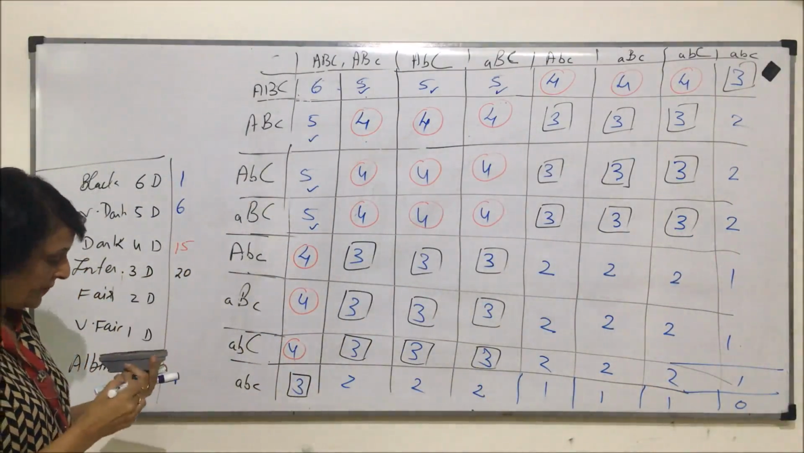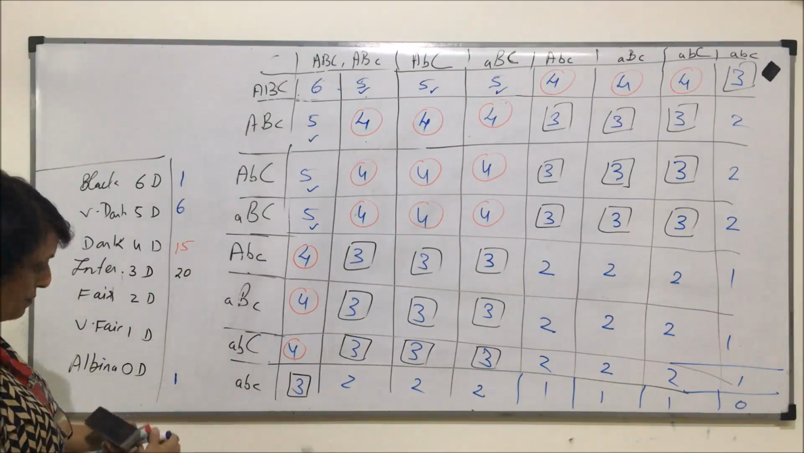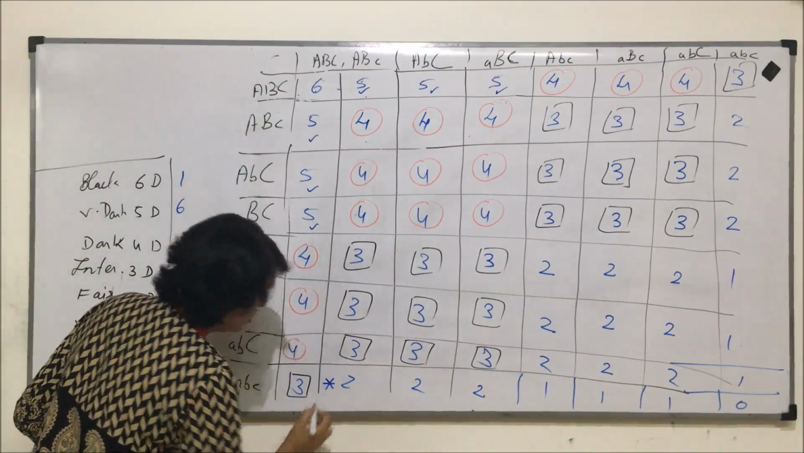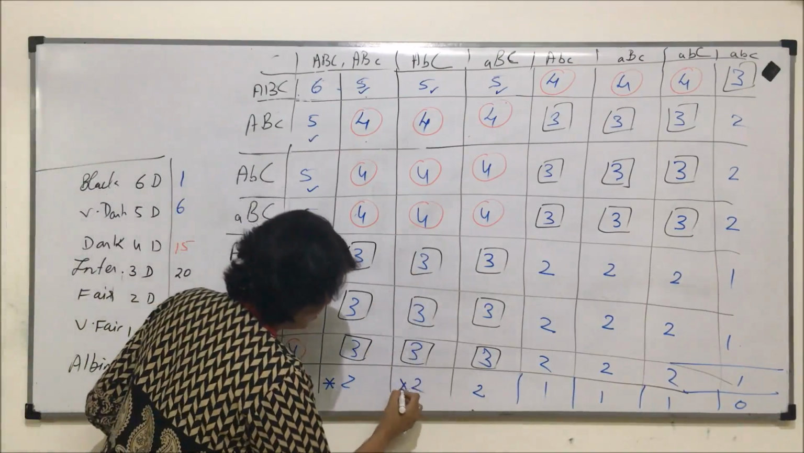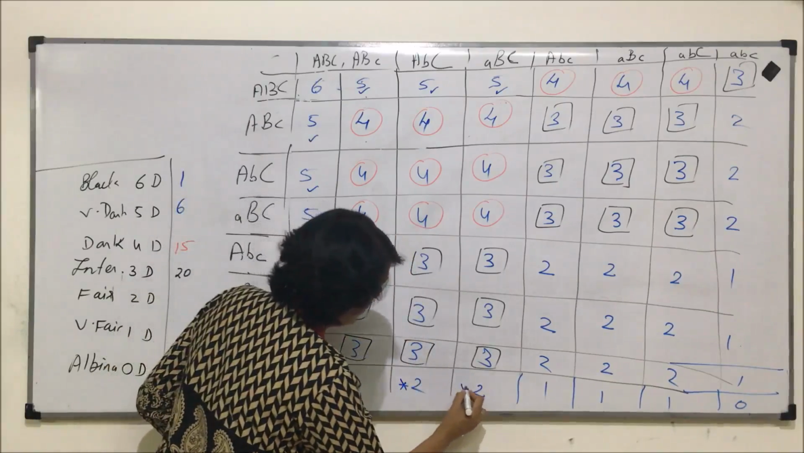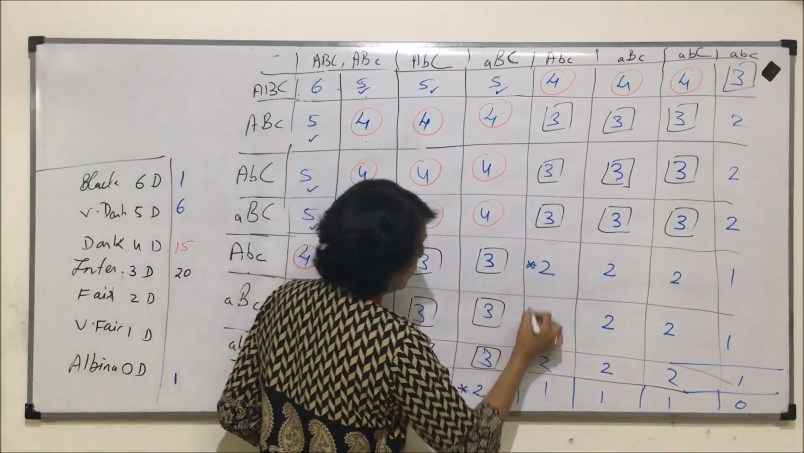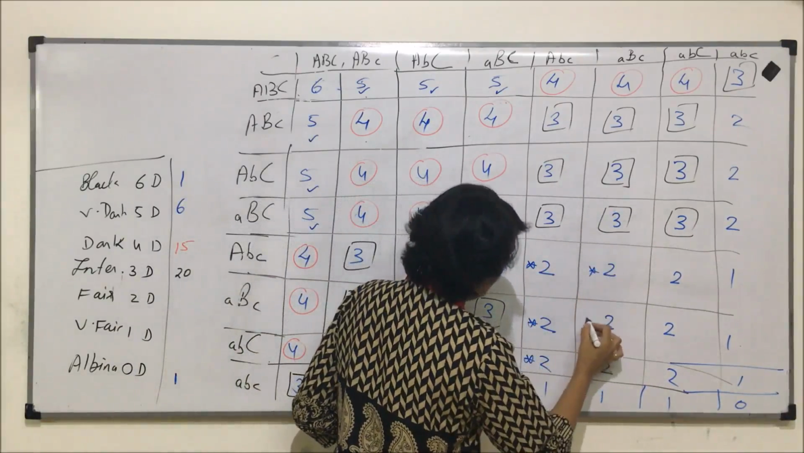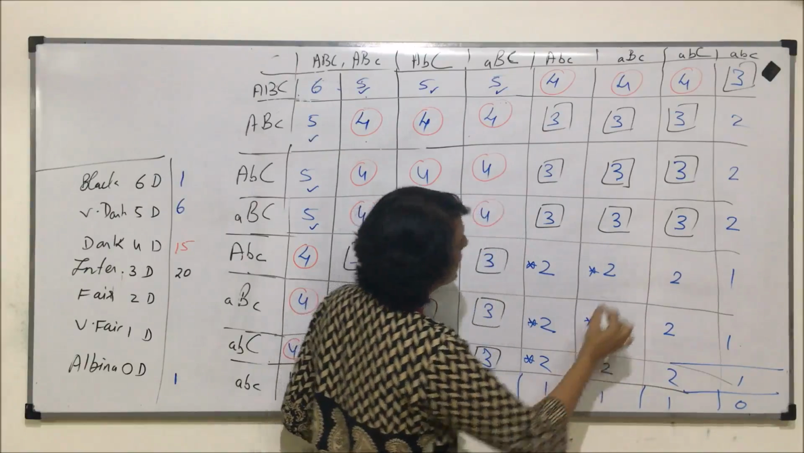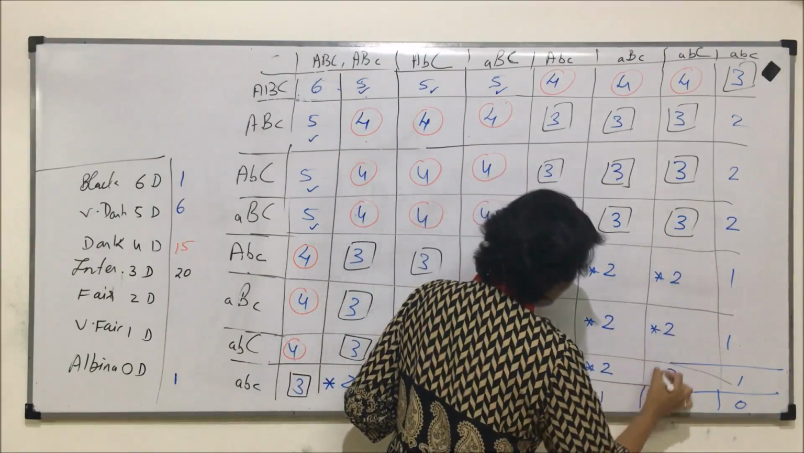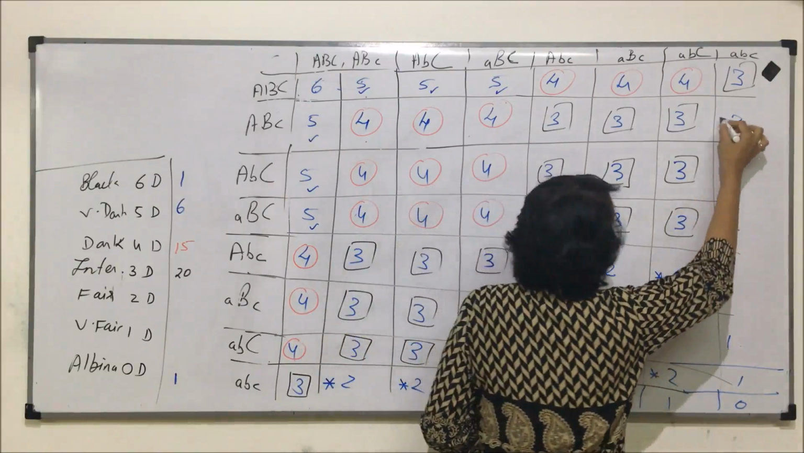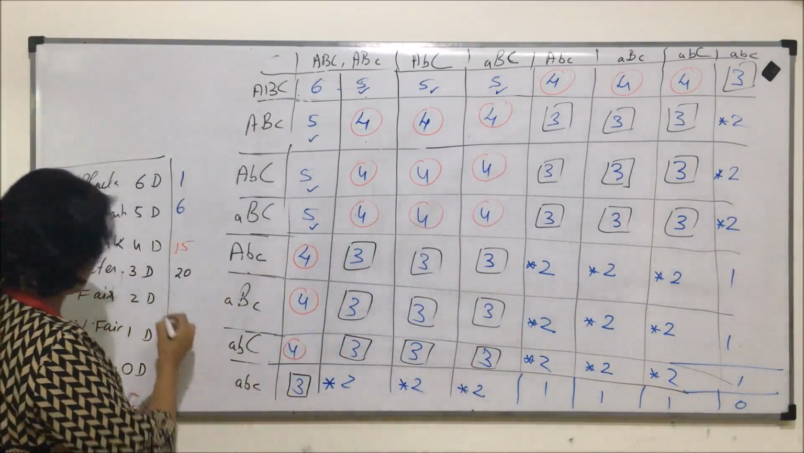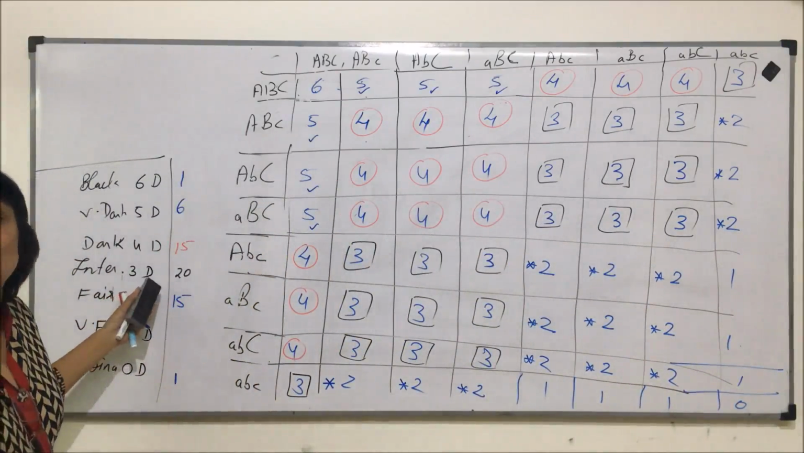Now 2 dominant. 2 dominant would be, let us start from here. So here 1, 2, 3, 4, 5, 6, 7, 8, 9, 10, 11, 12, 13, 14, and 15. So we have 15 individuals who have 2 dominant genes.